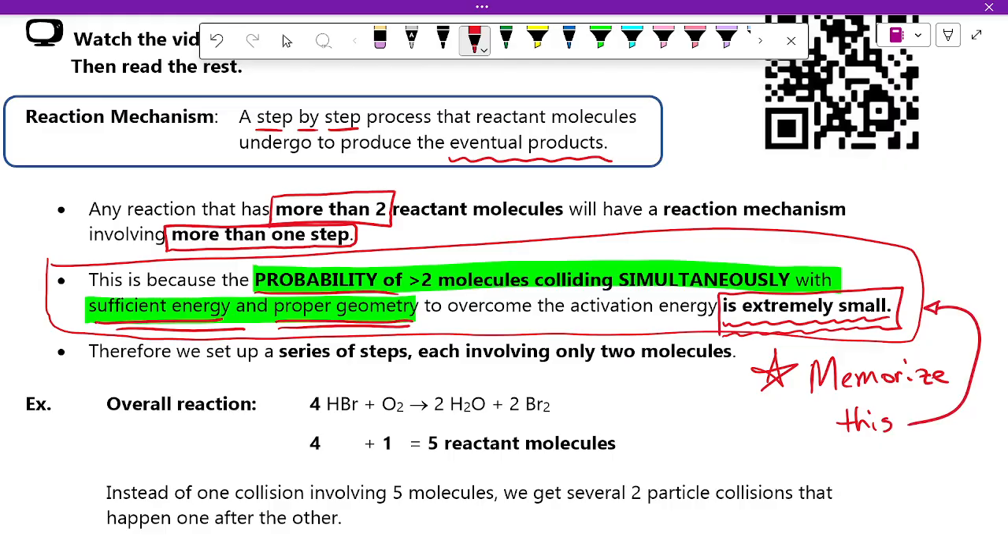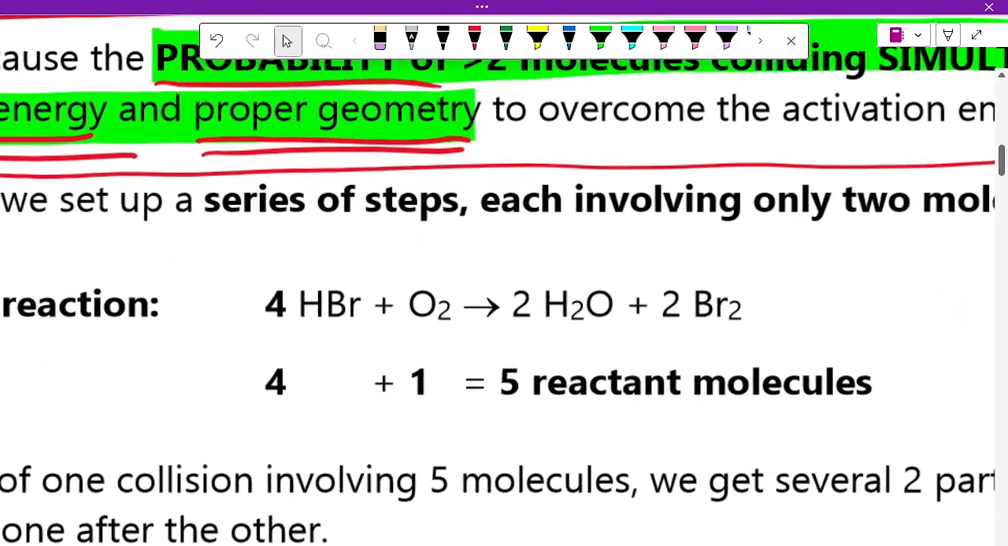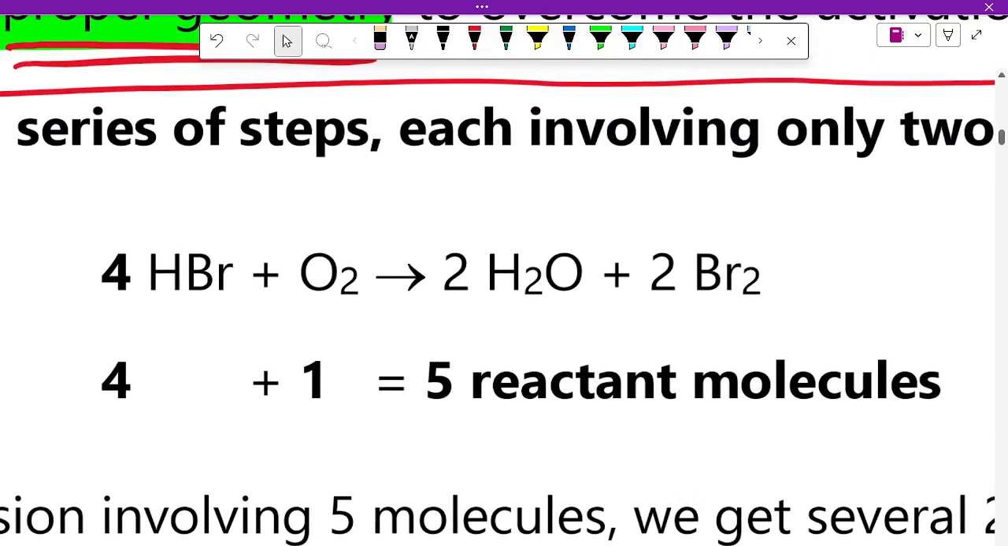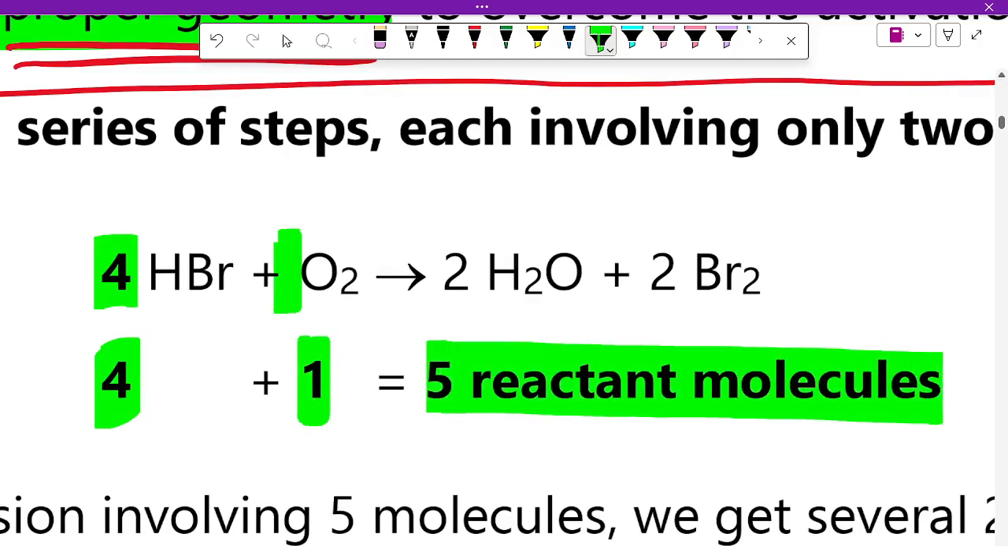So if we look at this reaction that we have here, 4 HBr plus 1 O2, that gives us 4 plus 1 equals 5 reactant molecules. So why is that reaction not going to happen in a single step? Because there's more than 2 particles. Tell your partner why, if you have more than 2 particles, it will react in more than one step. Feel free to read it if you need to, but make this part of your memorization process.